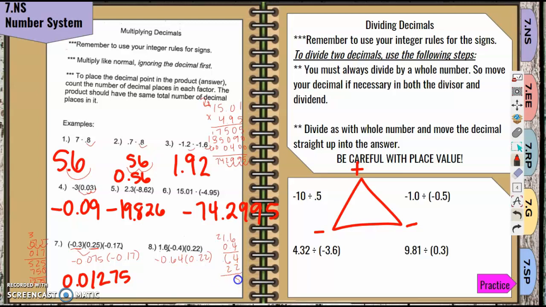2 times 4 is 8. 2 times 6 is 12. Add them together. That's 8, 10, 4, and 1. A negative times a positive is a negative. I have 4 decimal places, so my answer is negative 0.1408.